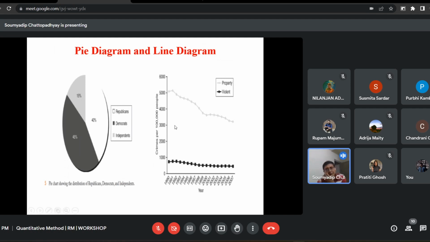And the last is the line diagram. So here in this axis we are measuring year, and in this axis we are measuring crimes per 1 lakh people. Now, this crimes per 1 lakh people is very important, because suppose in the context of India you want to compare the incidence of crimes among the different Indian states.